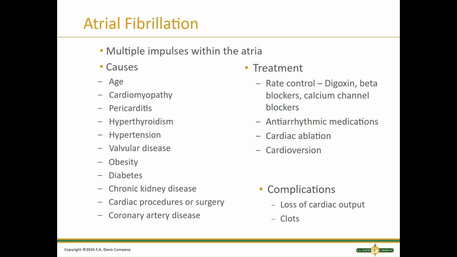So this just shows you some of the different causes that could cause atrial fibrillation. Our treatment, again, we're going to want to control that rate. Typically it is done with digoxin or beta blockers, calcium channel blockers. An antiarrhythmic medication such as amiodarone could be used.